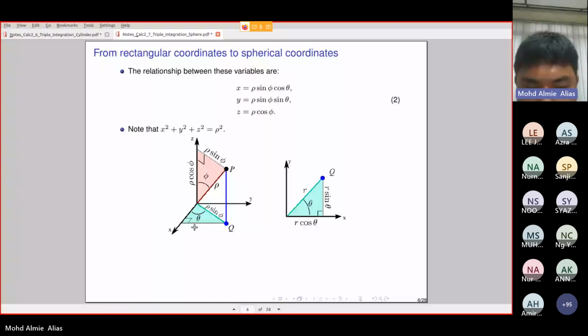Now consider the base of this, the triangle here on the xy plane. This is x and this is y. We know from polar coordinate that this is r and this is theta, which means that our x is r cos theta, and our y is r sin theta.